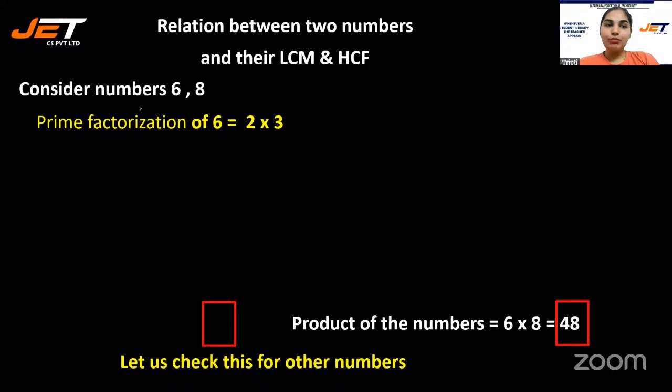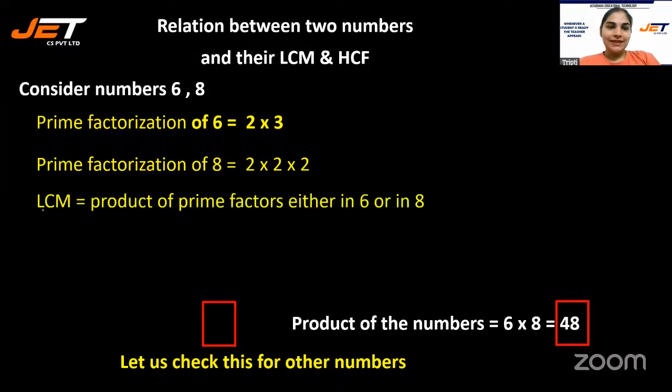We found out the prime factorization of a number, like 6 can be written as 2 times 3 and 8 is 2 times 2 times 2. LCM, what is that? LCM is the product of prime factors either in 6 or in 8, taking the maximum occurrences. Here 2 times 2 times 2 and 3 is 1 time, so times 3. So we will take the maximum occurrences, which is 24.